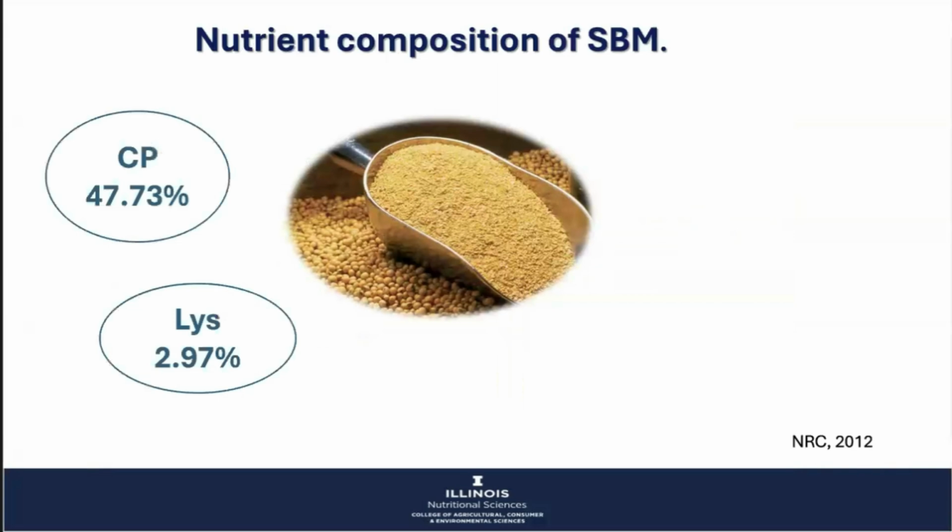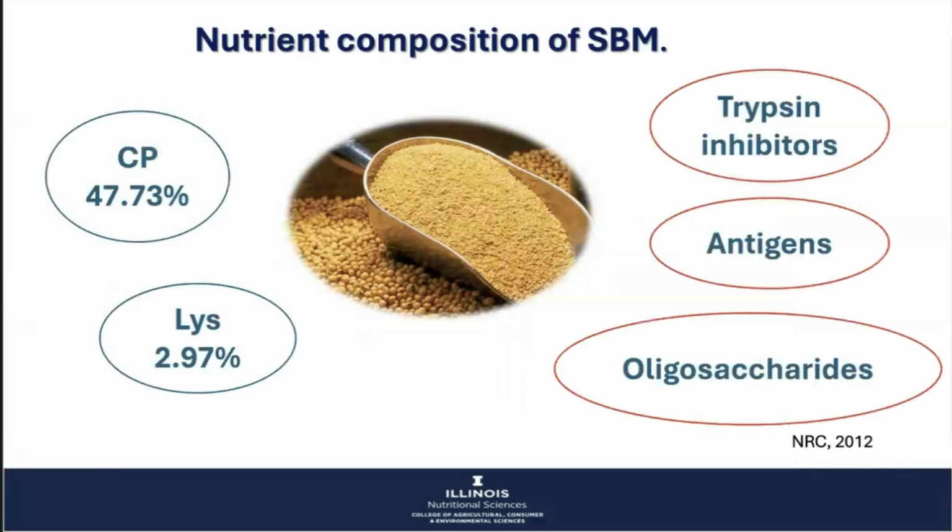Soybean meal contains around 70% of total dietary fiber, and another 15% of other carbohydrates. However, the main nutrient in soybean meal is crude protein, which is around 47.73%. Also, soybean meal is considered one of the plant crops with a high concentration of lysine, which is around 2.97%.